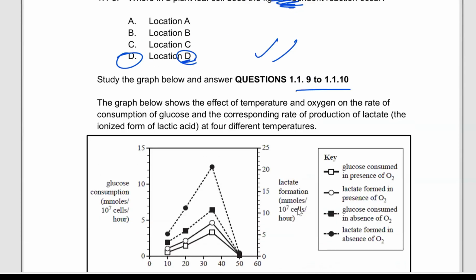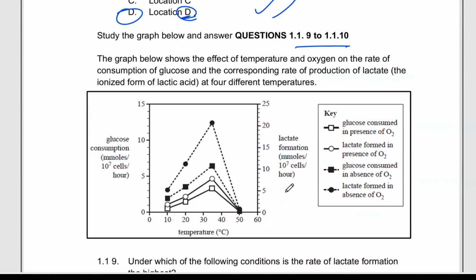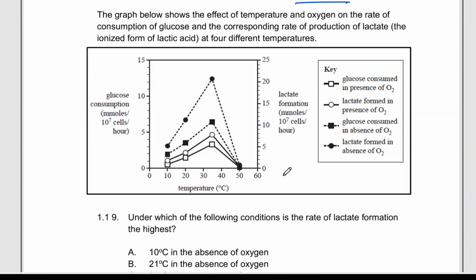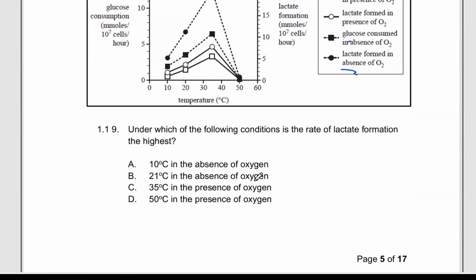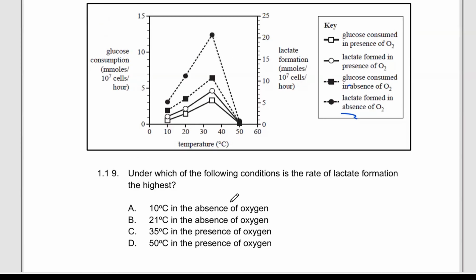Then they're saying that all the questions are being combined. All right, they're saying the graph below shows the effect of temperature and oxygen on the rate of consumption of glucose and the corresponding rate of production of lactate, that is the ionized form of lactic acid, at 4 different temperatures. So we have the 4 different temperatures. We have glucose and lactate, glucose consumed in absence of oxygen. They're saying, under which of the following conditions is the rate of lactate formation highest? So in this case, we have to look at under which conditions.